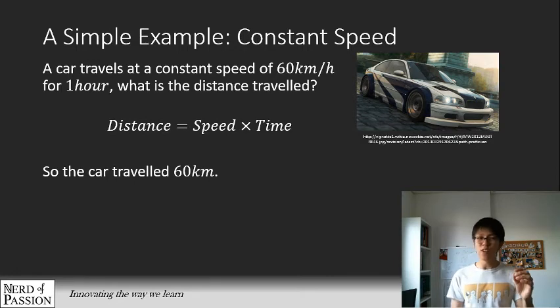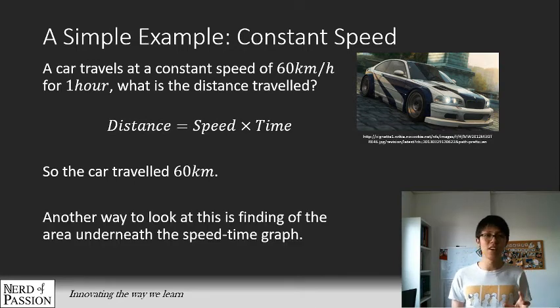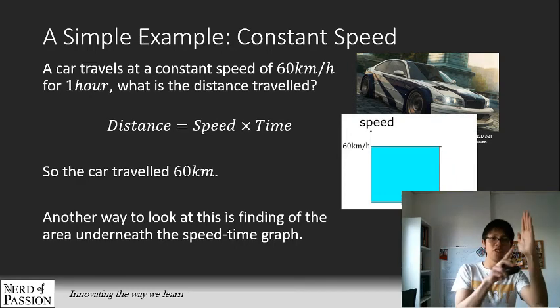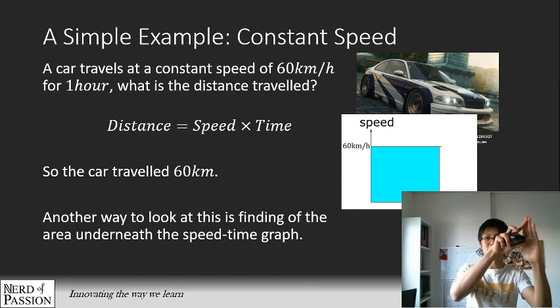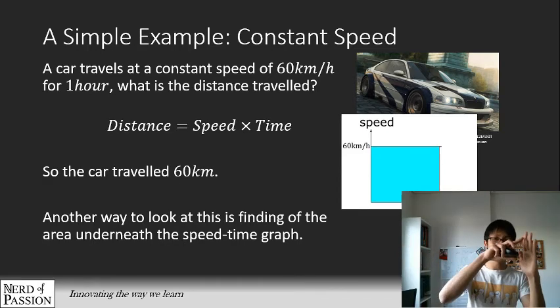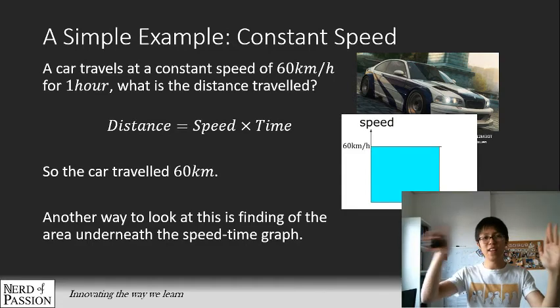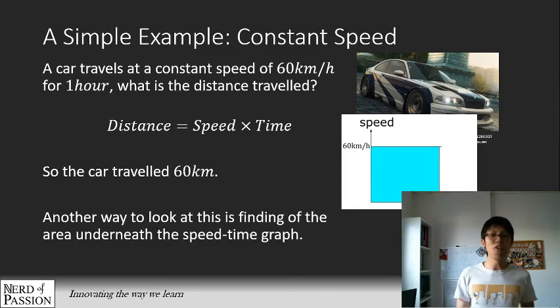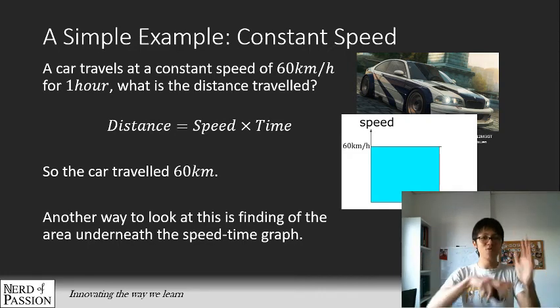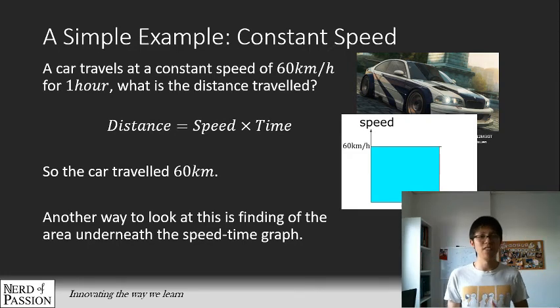Now let's look at this problem from a slightly different perspective. What if we draw the speed-time graph? On the vertical axis we have the speed, and on the horizontal axis we have the time, and then we trace out the speed of the car at every single point in time. Because it is a constant speed, we expect the graph to be a flat horizontal line. Now the formula distance equals speed times time is nothing more than the formula for the area of a rectangle. You can see it's just a nice rectangle, and that area is nothing more than the distance traveled.